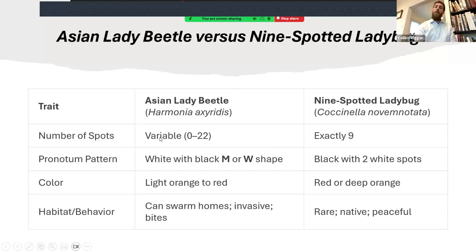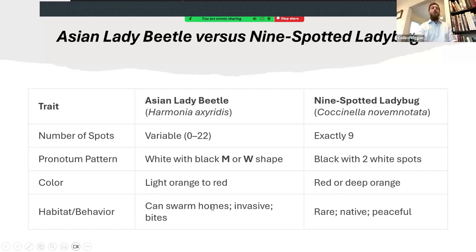So you've got your number of spots, 0 to 22. Your native is going to have 9. The pattern, you're going to have that white M or W, which is really what's going to make it stand out for the Asian lady beetle. And the 9 spotted, you're going to have those 2 white spots. Color, orange to red. Typically, our native is going to be a red or a very deep orange. I also would say a deep red.